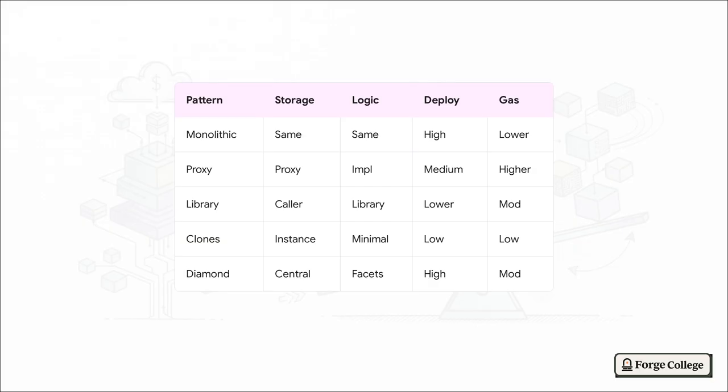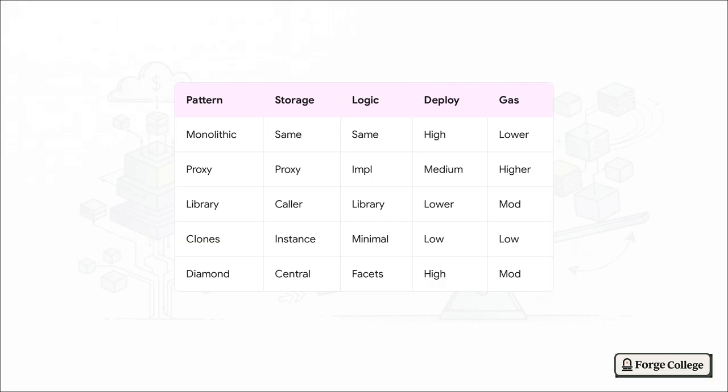Then you've got the proxy pattern. Here, the proxy owns the storage, but the implementation holds the logic. It's cheaper to deploy than a monolith, but since every single call has to be routed through the proxy using delegate call, your per-call gas overhead goes up. Libraries are kind of similar. The caller owns the storage, but the library holds the logic.